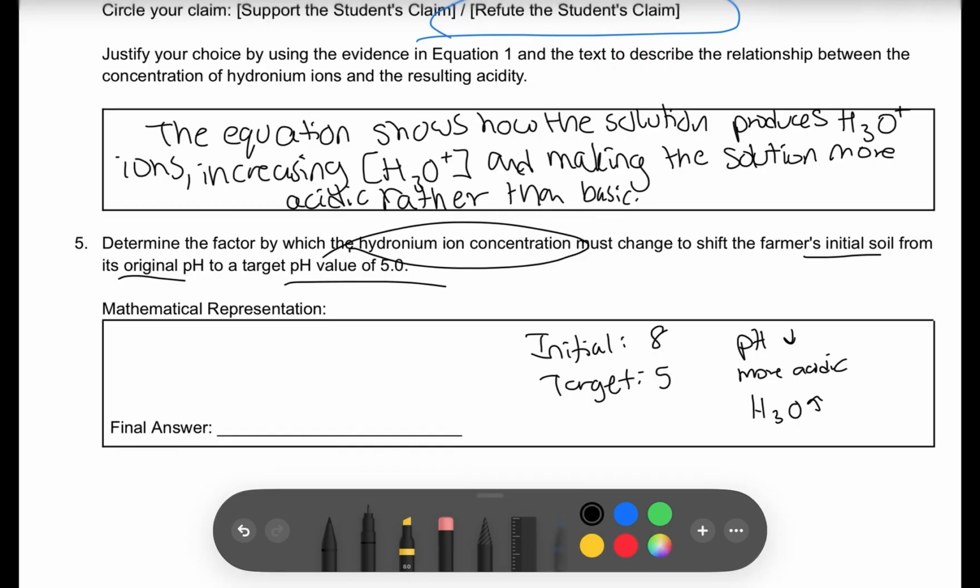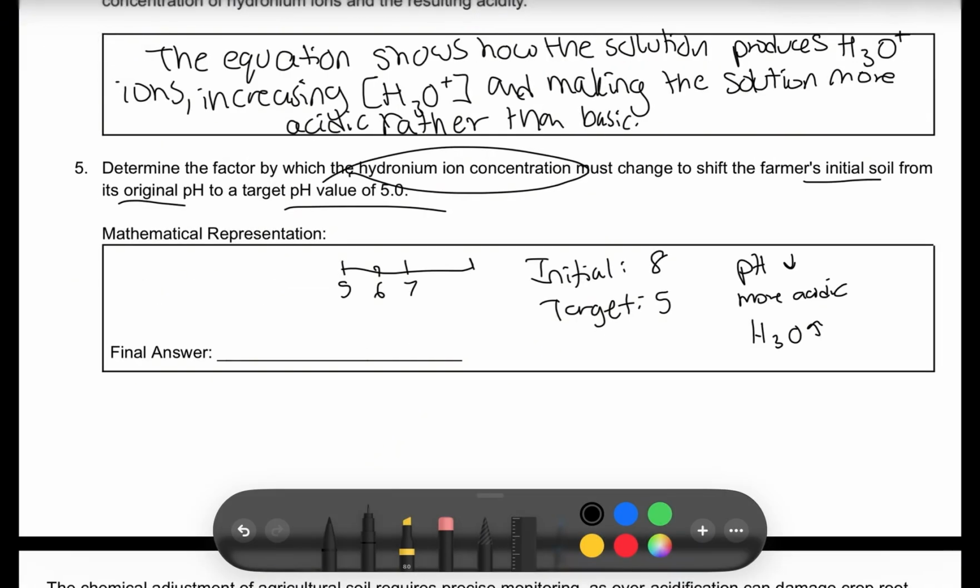Well, we know that the pH scale moves logarithmically, so it's by tens, the power of tens. So I'm going to draw it out. We have our scale. Let's just say 5 falls here, and then 8 is over here. If our initial pH is 8 and our goal is now 5, we're going to have to move 1, 2, 3 times. So that means 10 to the power of 1, 10 to the power of 2, and then 10 to the power of 3. So 10 to the power of 3 is 1,000. So that means that we're going to have to increase the concentration of hydronium ions by 1,000.